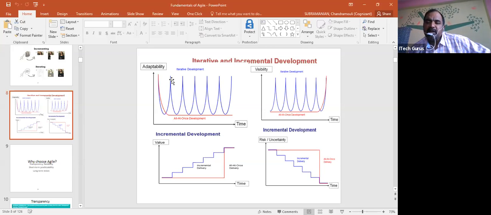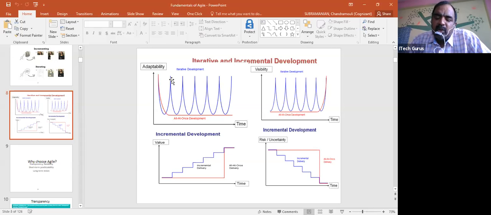So what I'm trying to tell you is, the changes are being adapted in each and every iteration. You can keep on adding whatever you want. You can keep on changing whatever you want. That is called as what? Adaptability. So the adaptability is very, very high, very frequent adaptability, in agile projects than in traditional projects. See the next one, visibility.